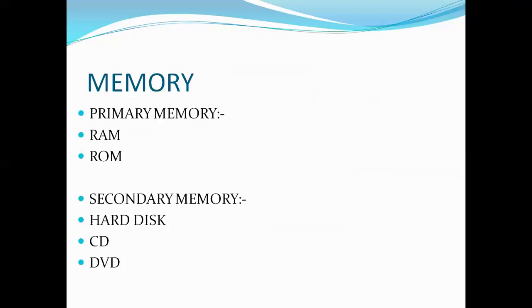Primary memory is again of two types. One is RAM and ROM. These are the sub parts of primary memory, RAM and ROM. RAM is random access memory and ROM is read-only memory. Clear? ROM is the memory in which we just read the instructions or data written on it. We cannot write on ROM, but we can write in RAM. But as we switch off our system, everything will be vanished. So a user cannot store anything on the primary memory.